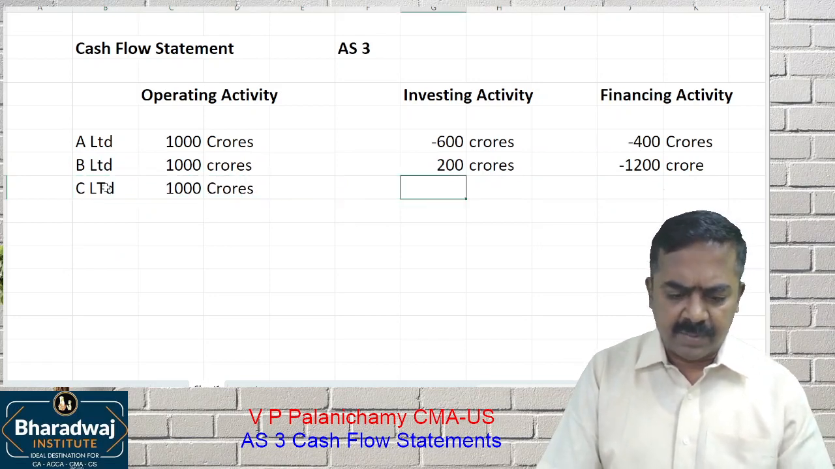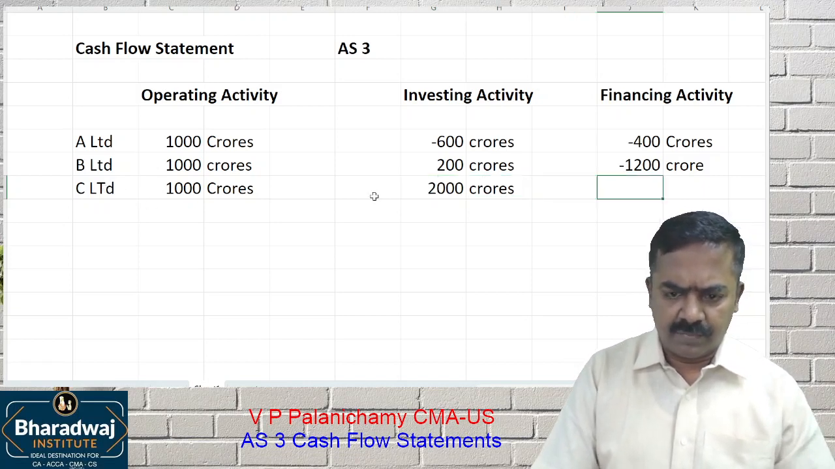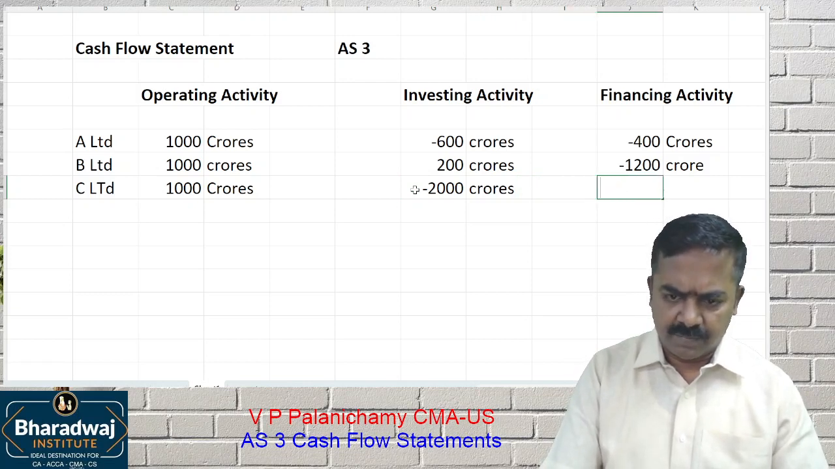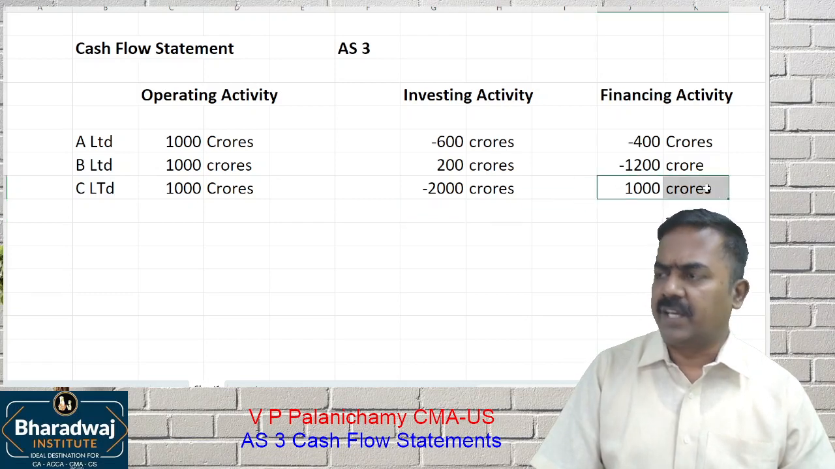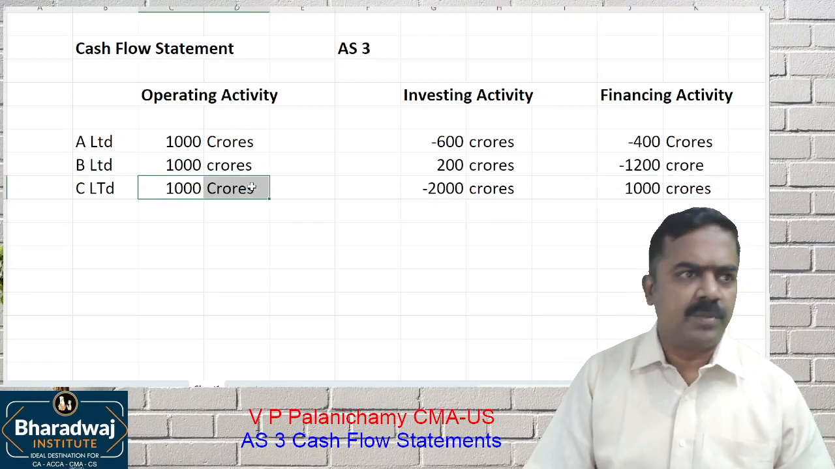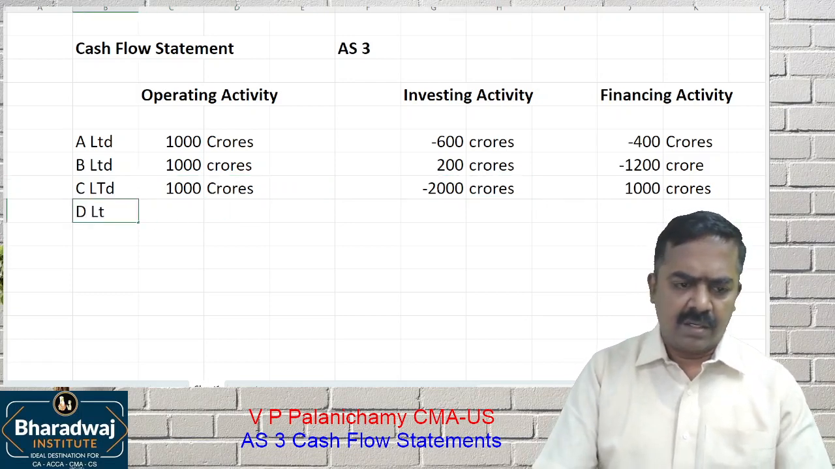C Limited also earned 1000 crores from operating activity. In investment activity they spent 2000 crores. For that they borrowed 1000 crores. They took a bank loan or issued shares and collected the money. And this operating cash, business cash also, both are used for which one? Investment.